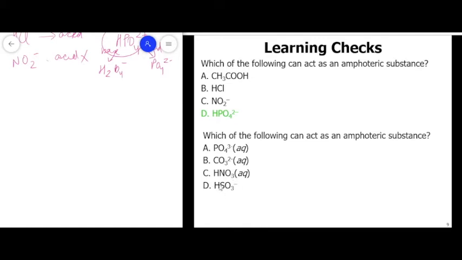HSO3- on the other hand has a proton that it can donate, and it also can accept a proton because this has a negative charge, so it will accept a proton and become neutral. So in this case, HSO3- is our amphoteric substance.